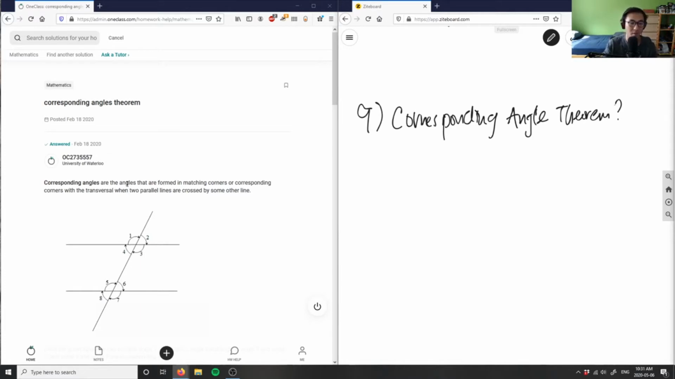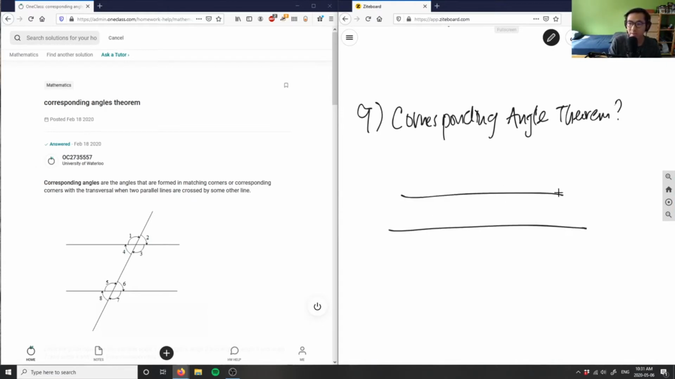So it says corresponding angles are the angles that are formed in matching corners or corresponding corners with a transversal, when two parallel lines are crossed by some other line. So let me redraw this for you, and I'll explain what that is in common terms here.